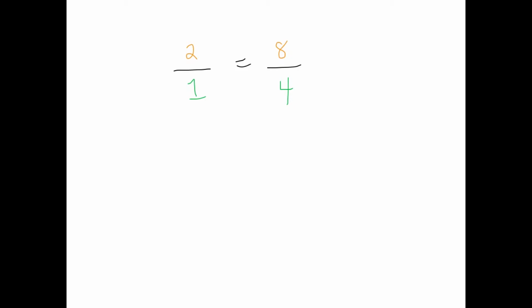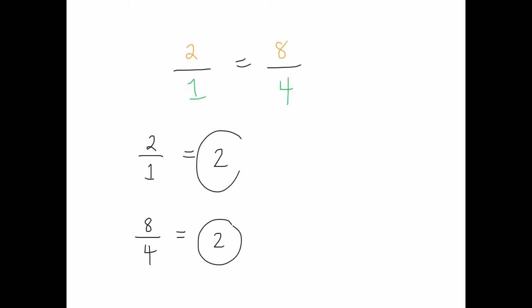Does this statement look equal now? Do you think that 2 over 1 is equal to 8 over 4? Well, how can you prove that? Well, let's look at the first fraction, 2 over 1, or 2 divided by 1. What's 2 divided by 1? 2. Let's look at the second fraction, 8 over 4, or 8 divided by 4. What's 8 divided by 4? It also gives us 2. Therefore, these two ratios are in fact equal.